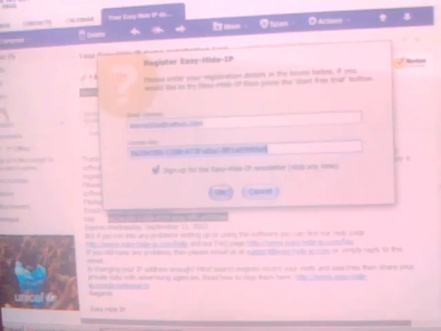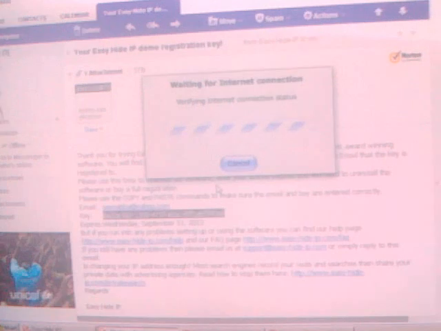services. Okay, and now your Easy Hide IP is ready for use.